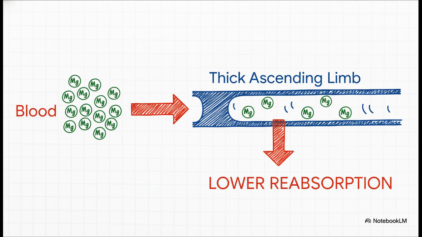This is such a cool example of a feedback loop. When you have high magnesium levels in your blood, that high concentration actually suppresses its own reabsorption right there in the thick ascending limb. I mean, think about it. If the blood is already saturated with magnesium, there's just less of a driving force to pull more out of the tubule. The kidney just automatically lets the excess magnesium spill out into the urine to help get things back to normal. It's a really elegant system.